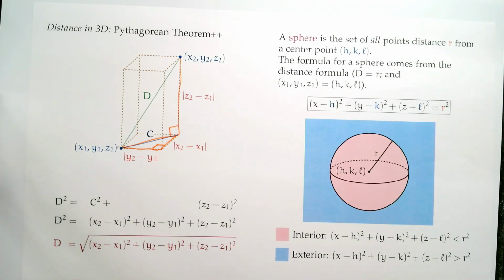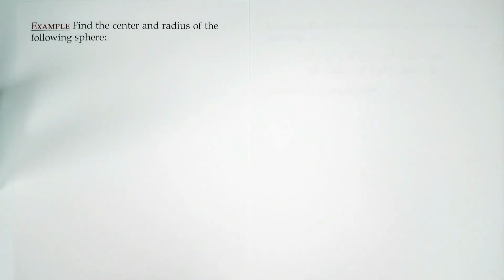Now, what if you want to be on the inside of that sphere? Well, that says I need to be closer than the outside. So now you change your equality to an inequality. If I want to be on the inside, I just want to make sure my distance is smaller than r, so it becomes less than. If I want to be on the outside, it needs to be more than r, and so it becomes greater than.